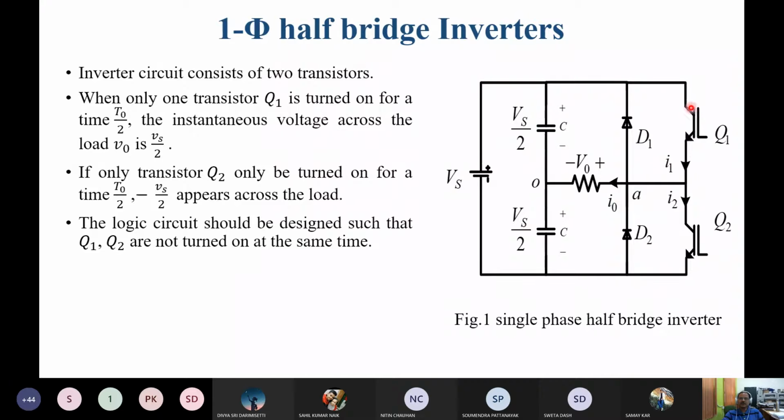If this switch is on, this short, this capacitor voltage, positive and negative, appears across the load. When this is off, this circuit is off. Applying KVL, E0 will appear. For a resistive load, current and voltage are in the same phase.